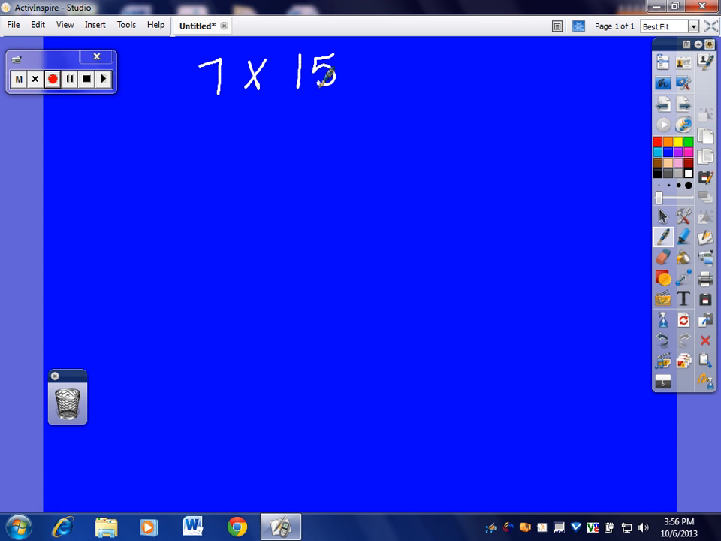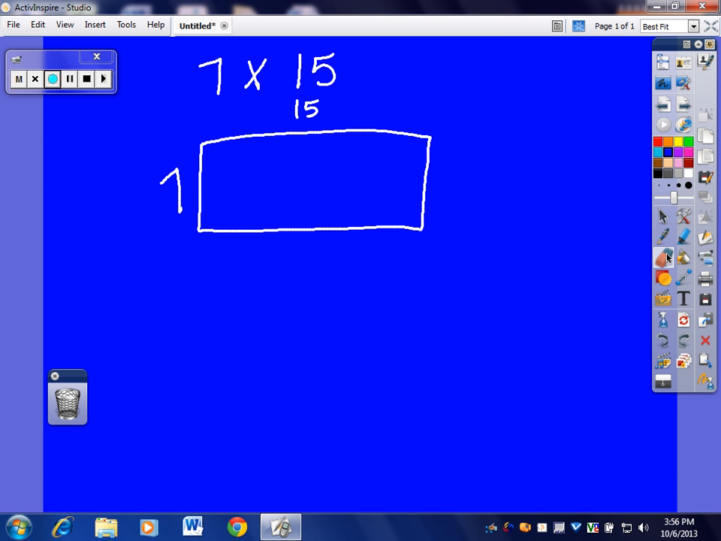Alright, you're back. So let's see how you did. I am going to draw my area model. I know I'm multiplying 7 times 15. So this would be 15. But I'm going to split that 15 up into expanded form. I know the value of the 1 in 15 is 10, and the value of the 5 in 15 is 5. So I'm splitting it up into 2 multiplication problems. I'm going to add the 2 products together to get my final answer.